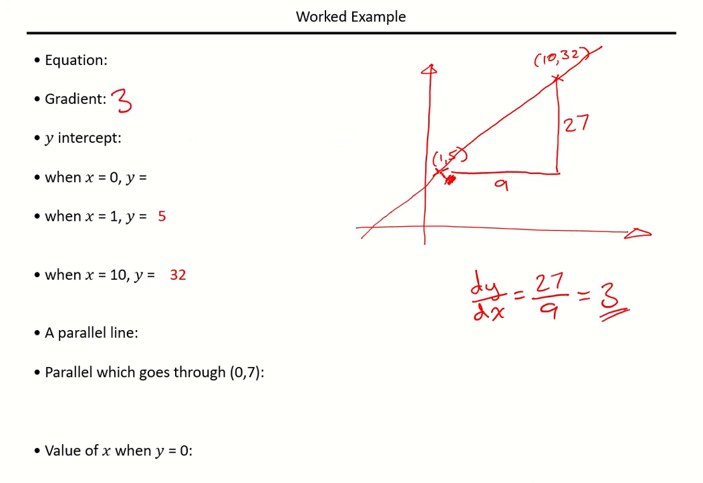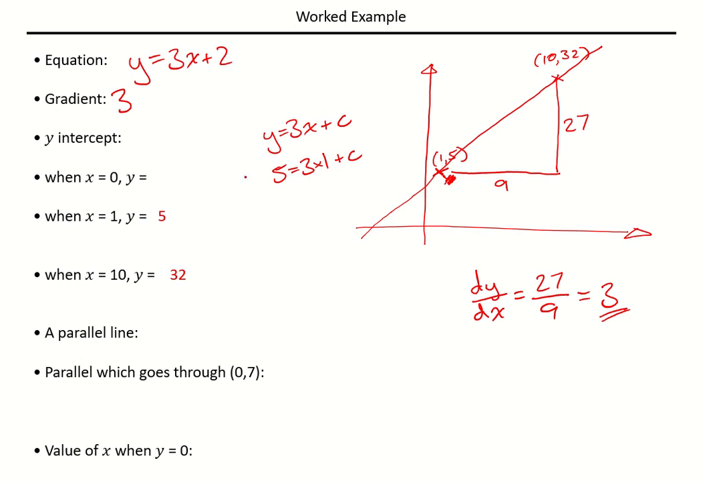Fantastic. Okay. Now there are a couple of ways of finding this y-intercept here. We could do a bit of algebra and say, well, if y equals 3x plus something, that looks like the equation, and then I could put this coordinate in and say, well, 5 needs to be 3 times 1, add that something, 5 equals 3 add 2. So the intercept is 2. That c must be 2.